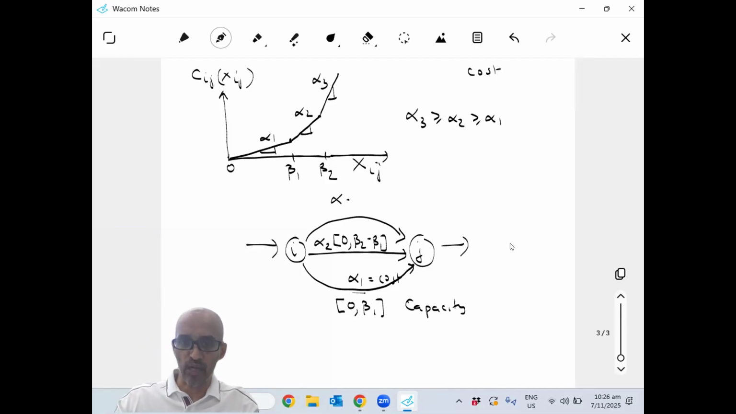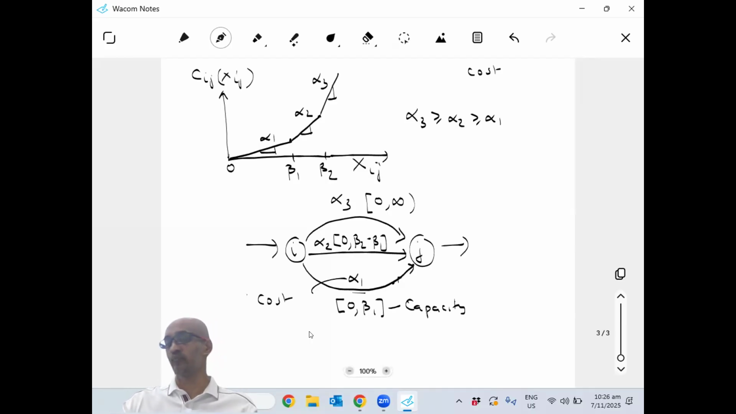And on this last link, I want it to be alpha 3, 0 up to infinity. Okay. So what is minimum cost flow going to do? A min cost flow problem will first saturate... So this alpha is the cost. Okay. And these are capacities. Okay. So what will min cost do? It will first saturate this, then saturate this, then saturate this.